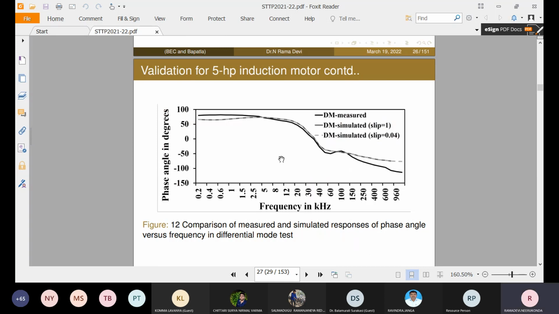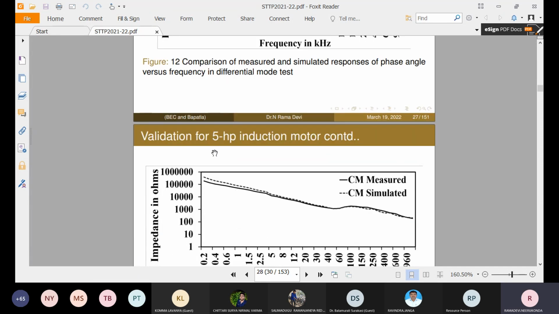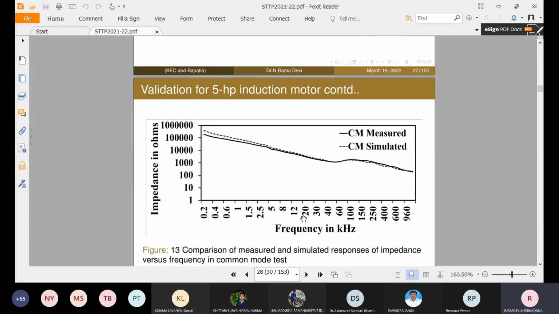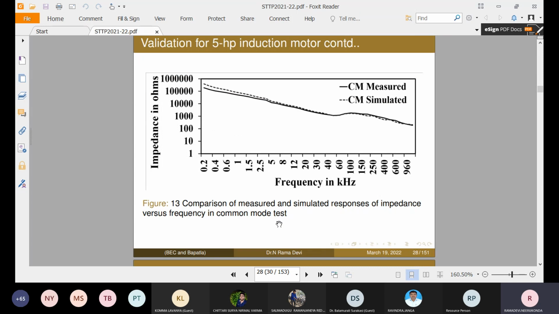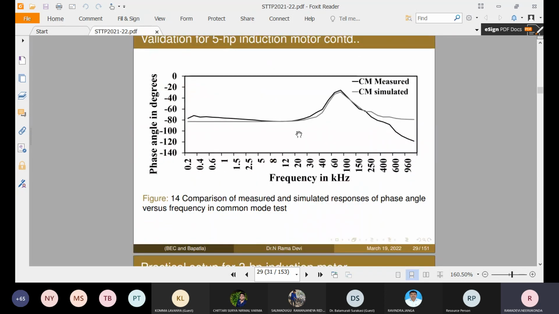Similarly, we compare the measured and simulated responses in the differential mode test also. There is a slight variation we observe between the simulated and measured values. So why does this happen? We can conclude finally at the end of this process of modeling. So this is the validation for the 5 HP induction motor for common mode measured value and common mode simulated value. Similarly for the phase value, this is the phase value.